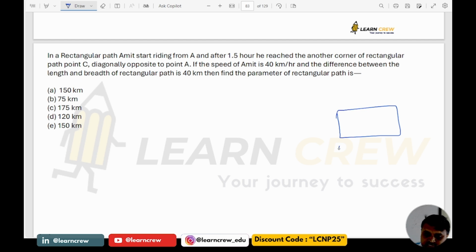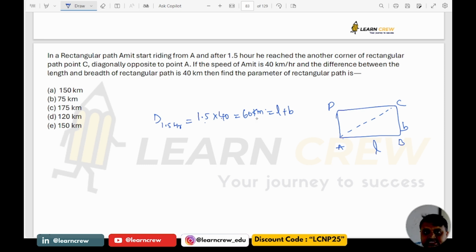So it is like this: A, B, C, D. Now this is AC. It is given that in 1.5 hours he could reach C. So the distance covered in 1.5 hours would be speed into time. Speed is 40 with 1.5 hours. In 1.5 hours he can travel 60 km. So what does it mean? This is nothing but length plus breadth. Length plus breadth is equal to 60.